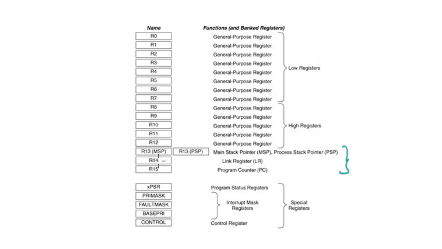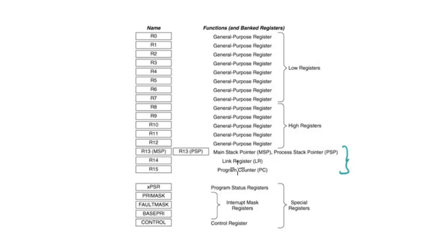What you see here is R13. R0 to R15 are all general purpose registers, but these 3 have additional special functions, and R13 is the stack pointer. Now there are 2 stack pointers. We'll discuss all of this later. Basically, when an interrupt occurs, the stack pointer handles how the control switches between the execution of the interrupt service routine and the main code.